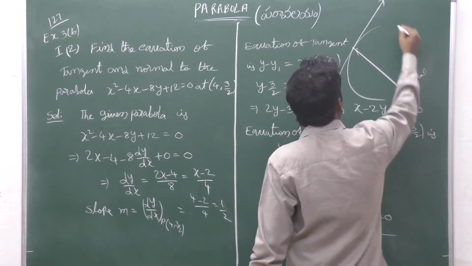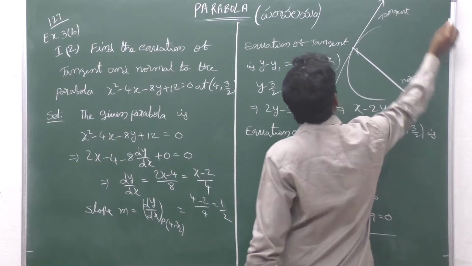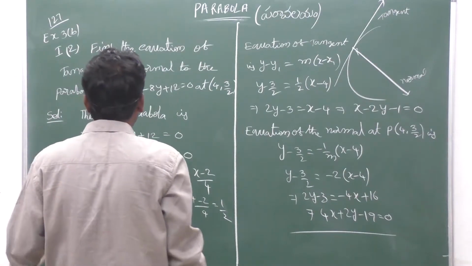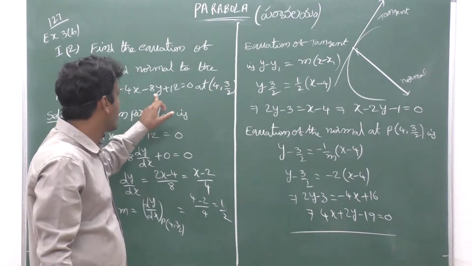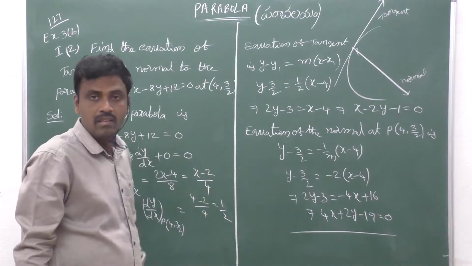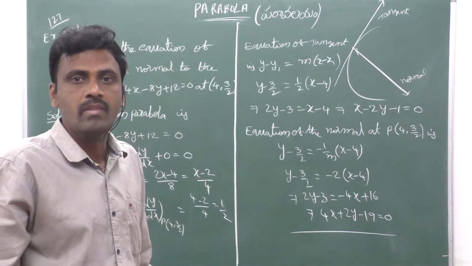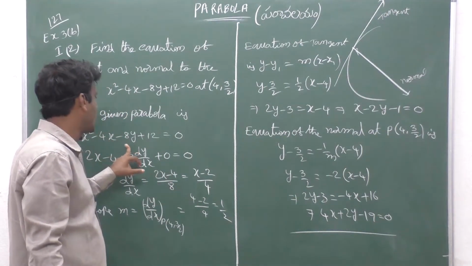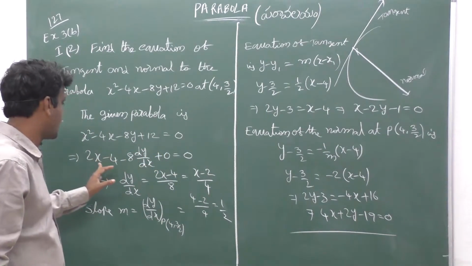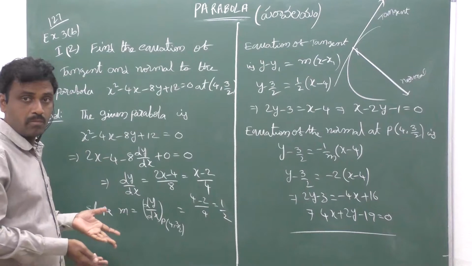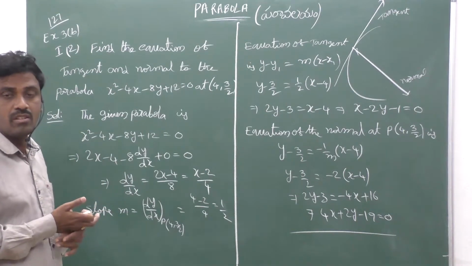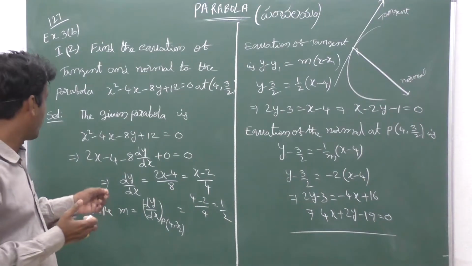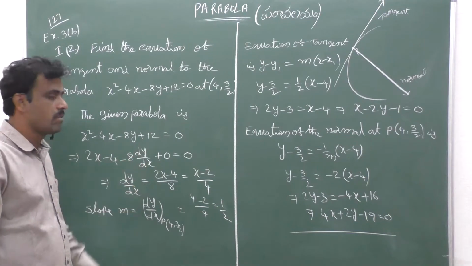Normal, this is tangent. Okay. That is the equation of the tangent and the normal to the parabola x square minus 4x minus 8y plus 12 equal to 0 at 4 comma 3 by 2. Given parabola x square minus 4x minus 8y plus 12 equal to 0. Differentiating on both sides because we want slope. Then we can apply y minus y1 equal to m into x minus x1 for the tangent to the parabola. Therefore 2x minus 4 minus 8 into dy by dx plus 0 equal to 0.